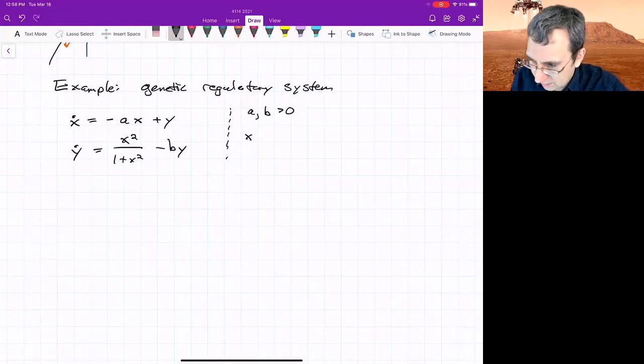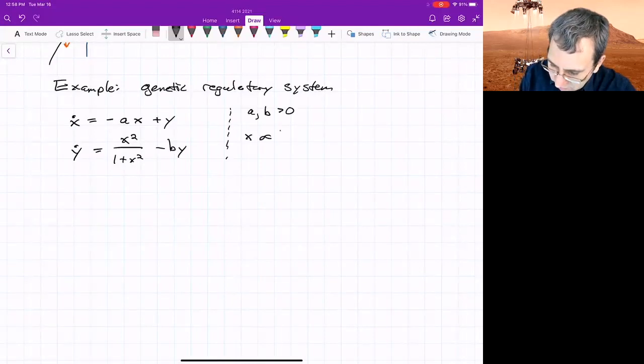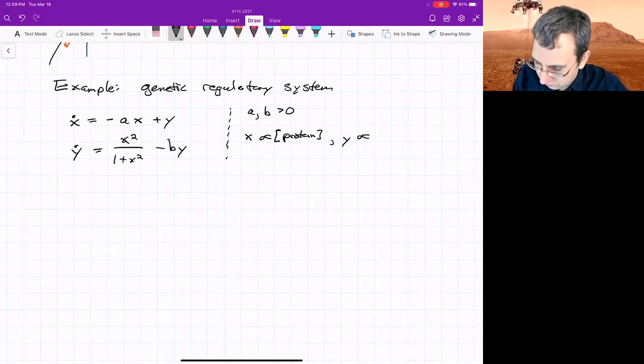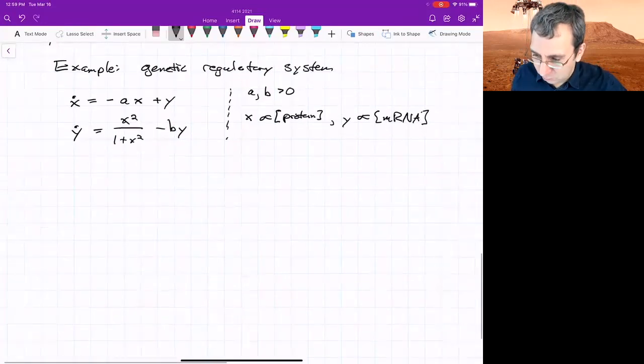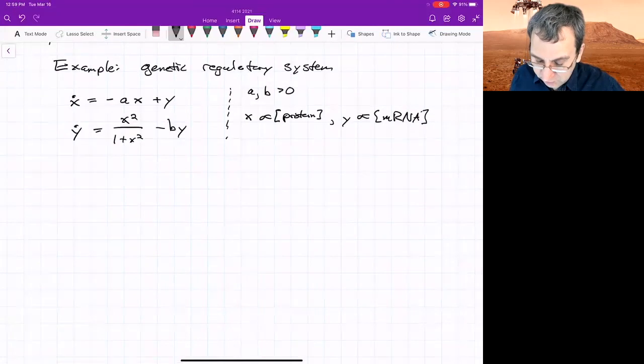x is proportional to the concentration of some protein, and y is proportional to the concentration of some messenger RNA that translates that protein. So we don't really need to worry about the details of that for now. We're just going to analyze this system, and we're going to see what happens as we vary parameters here. Here we have 2 parameters, so maybe there'll be something interesting related to that.